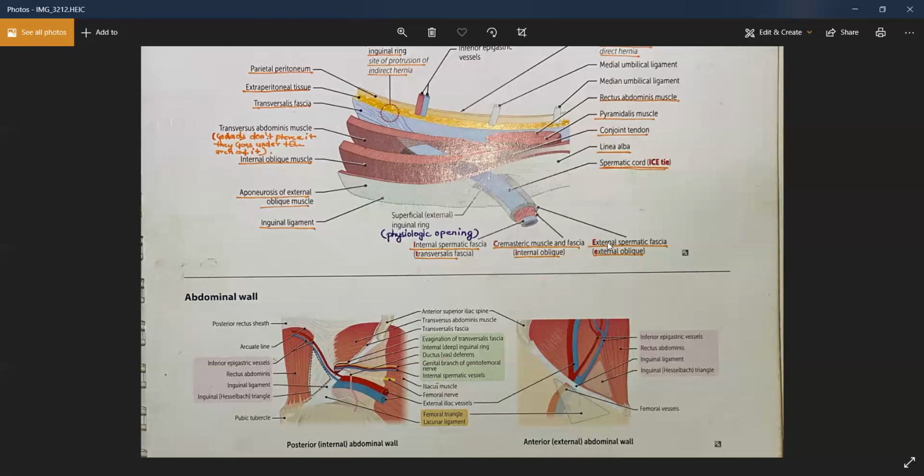The layers are named external spermatic fascia, internal spermatic fascia, and in between, the cremasteric muscle and fascia, right? The external part will be from the external oblique, the innermost will be the transversalis fascia, and the middle part will be from the internal oblique.